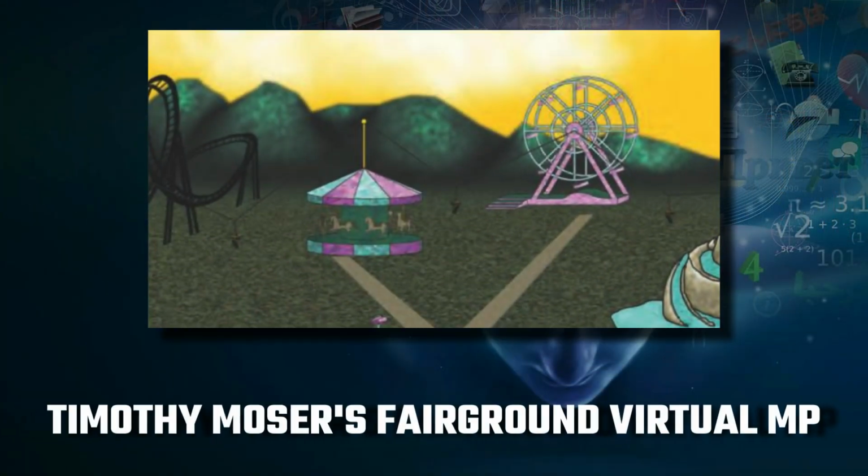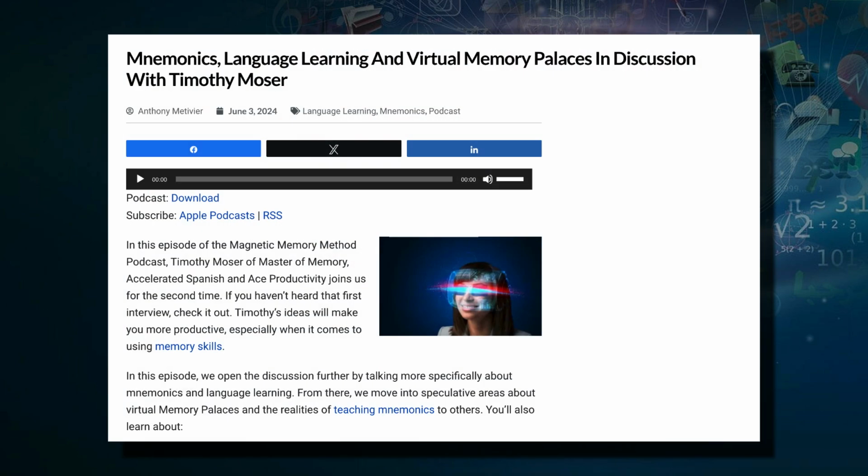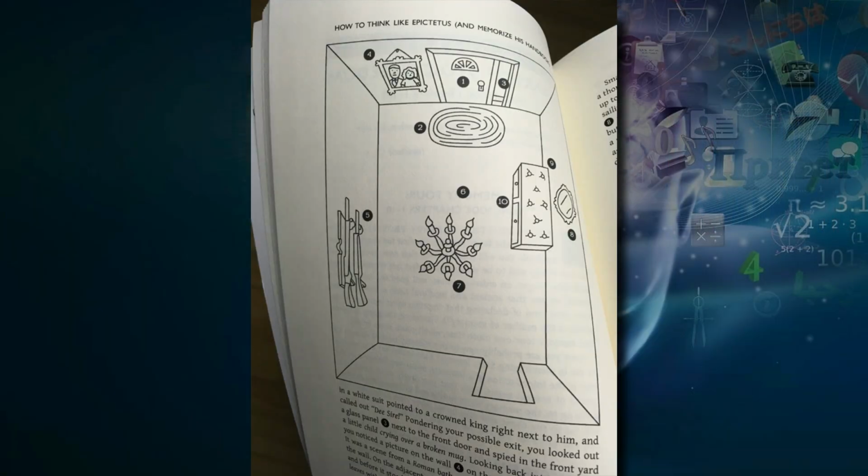Timothy Moser, for example, has done work on virtual memory palaces for Spanish. He was on the Magnetic Memory Method podcast years ago, and some people have said that they really like what he does. He has a bee that you follow around and so forth. I don't actually have that book, but I remember having some digital versions of it back in the day. There's Memorize the Stoics by Kevin Vost. He makes memory palaces for you, and they're virtual in the sense that nobody's ever been to them. They're drawings of rooms. Giordano Bruno has the idea of the infinite memory palace technique.